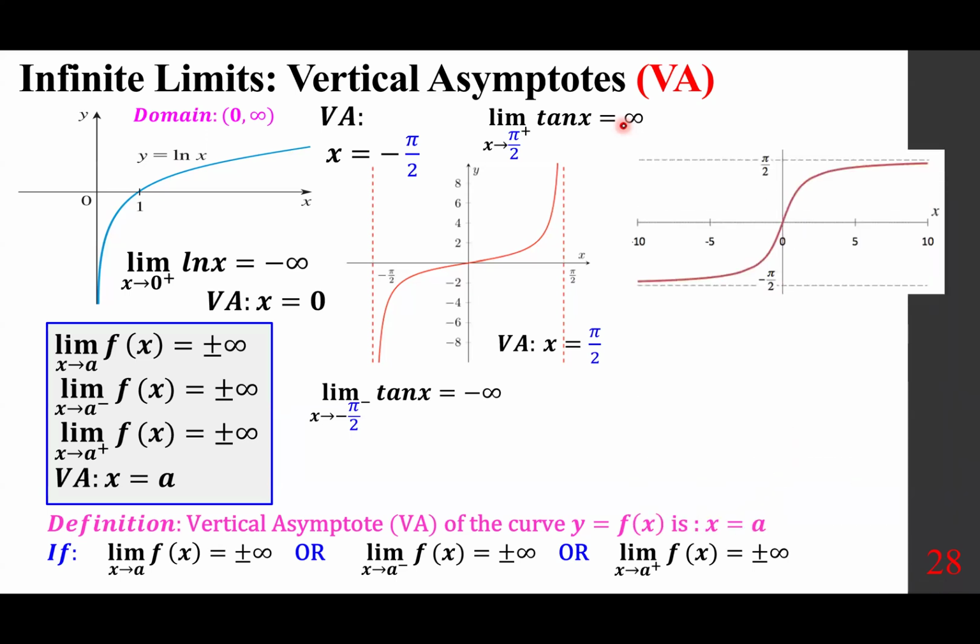For its inverse, tan inverse, here's the function y equals tan inverse of x. The limit of tan inverse of x as x approaches minus infinity is minus pi over 2. And the limit of tan inverse of x as x approaches infinity is pi over 2. And that gives us the horizontal asymptotes.